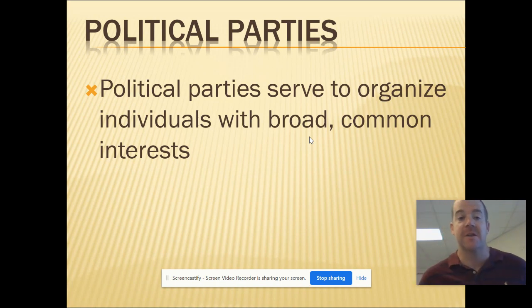So political parties, there's a definition right there on your screen. They serve to organize individuals. It's basically to organize or group individuals that have a similar or common collective interest. That's what political parties do.